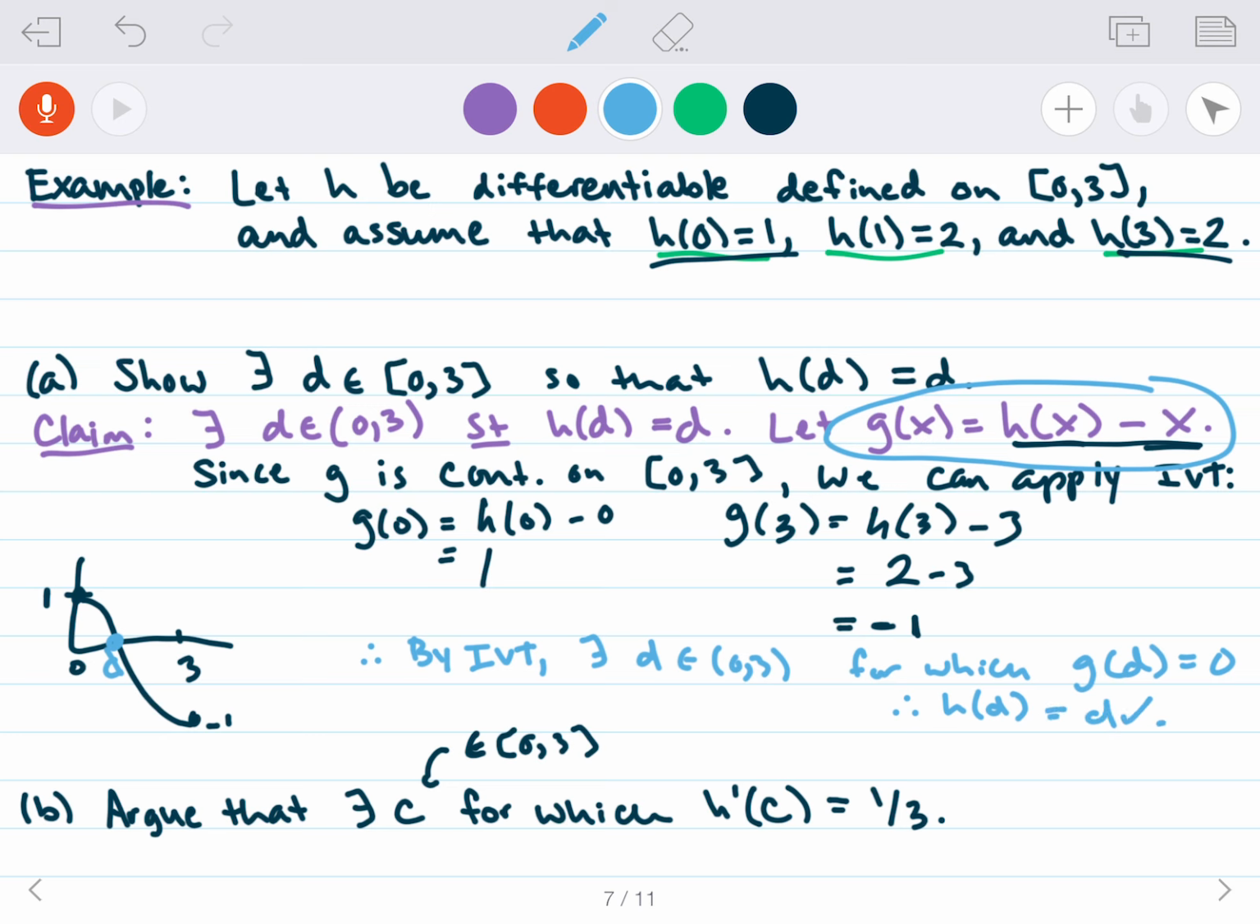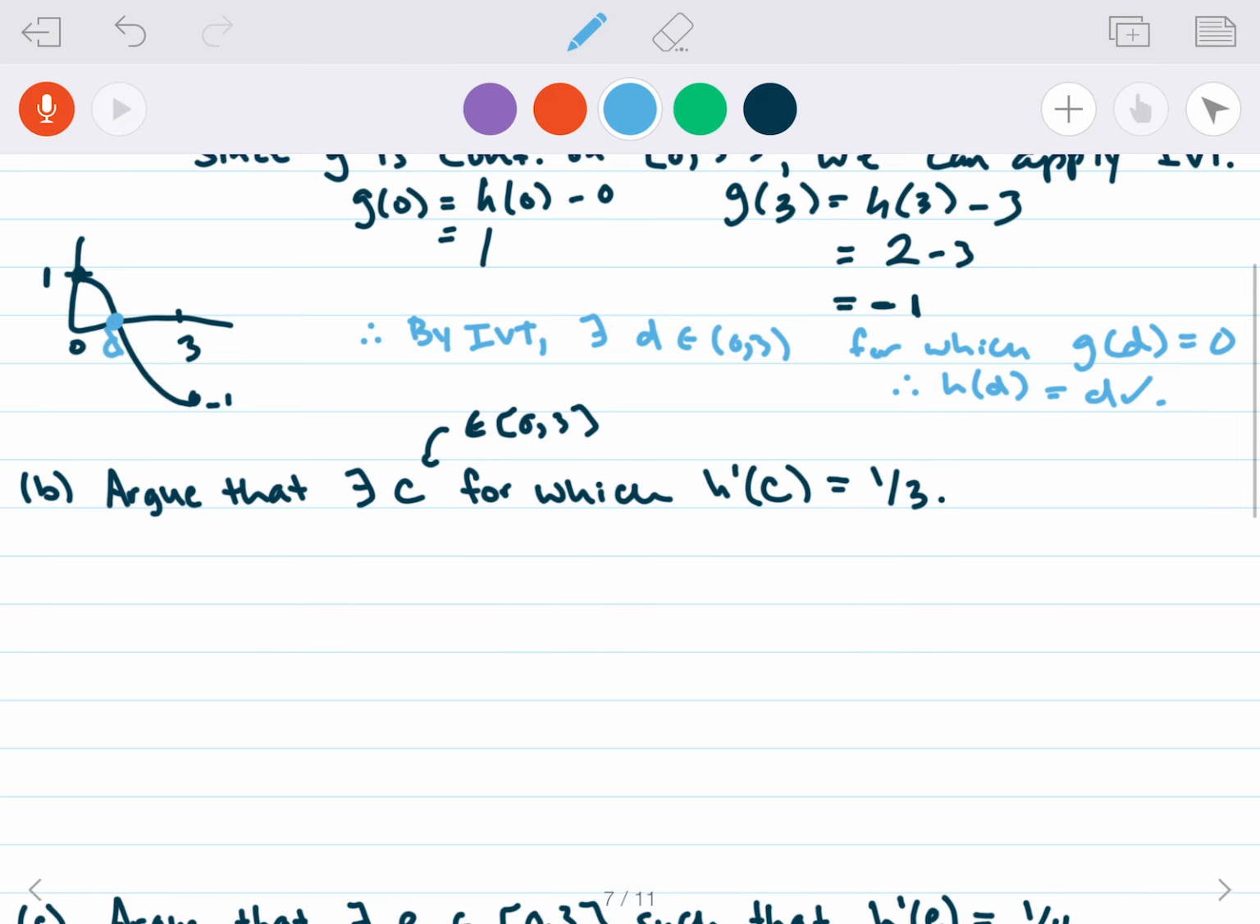Okay, so that was just using some things that we learned last week. Okay, so here's the next portion where we're going to use some new stuff. We're going to argue that there is a c between 0 and 3 for which h prime of c is equal to 1 over 3. Okay, so we see derivatives, and so that gives you a clue, like we're going to use one of these new derivative theorems, Darboux or mean value or Rolle. Let's look at the mean value theorem.